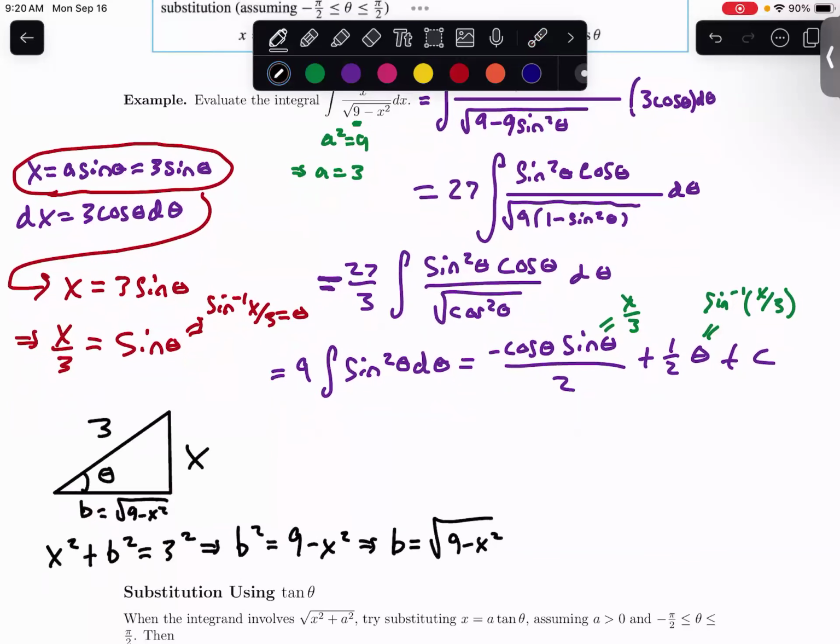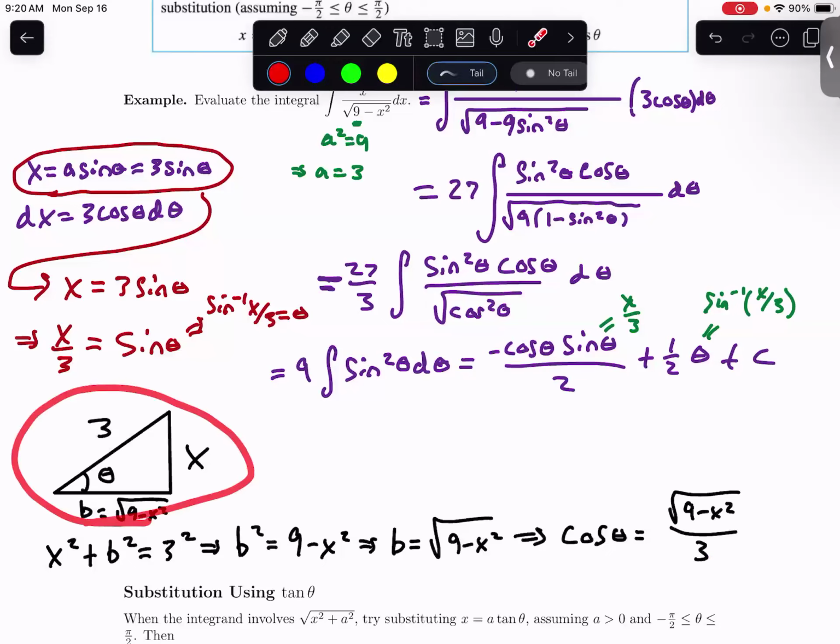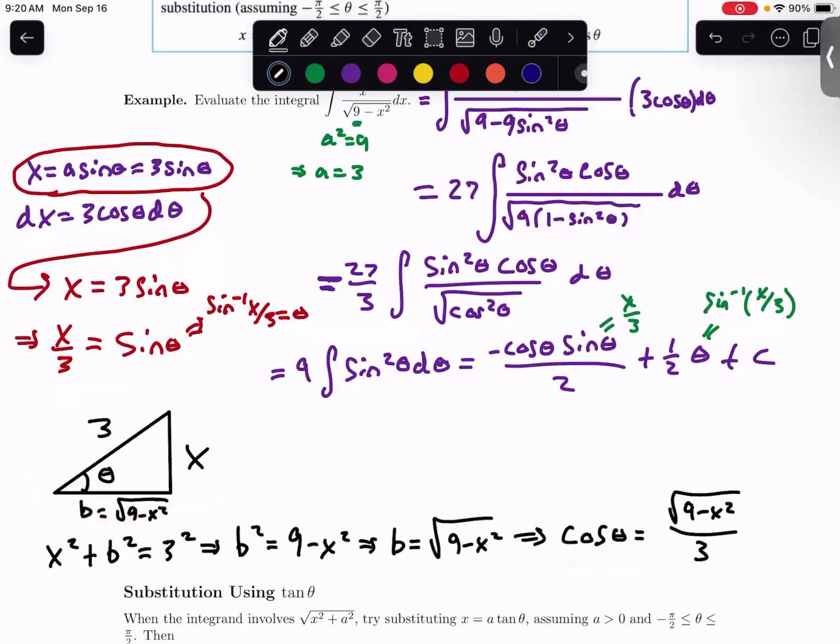But if we have this triangle now, we can determine what cosine theta is going to be, right? Cosine theta is then just going to be adjacent over hypotenuse, right? And so this implies that cosine theta is going to be equal to the square root of 9 minus x squared over 3, right? Just looking at this triangle and using the definition of cosine. And so now we have all the terms back in terms of x, right?